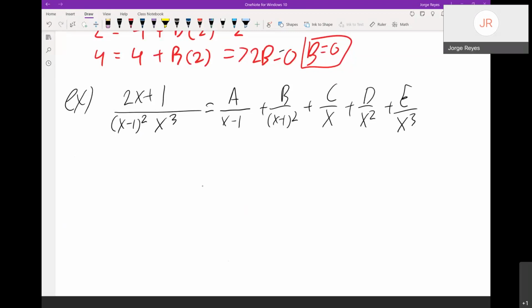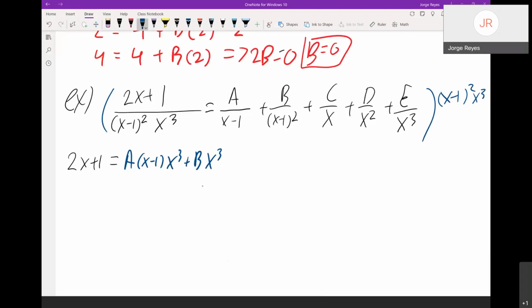All right. Now, 2x plus 1. If we multiply by the denominator, (x minus 1) squared times x cubed, we're going to get A(x minus 1)x cubed plus B x cubed plus C(x minus 1) squared x squared plus D(x minus 1) squared x plus E(x minus 1) squared. Okay?